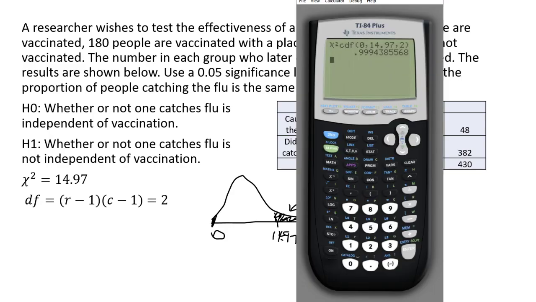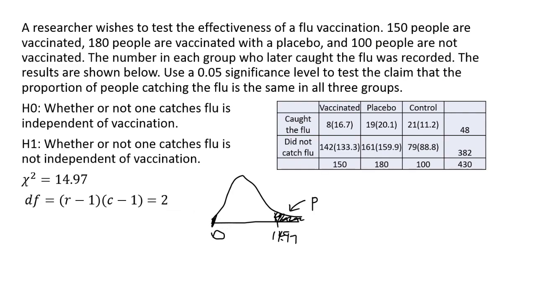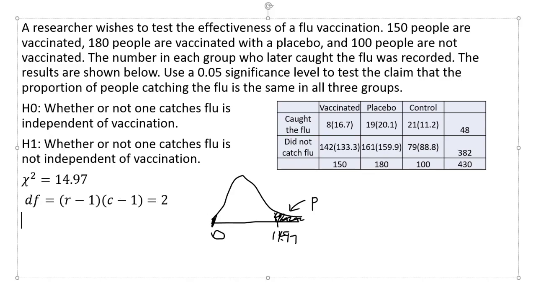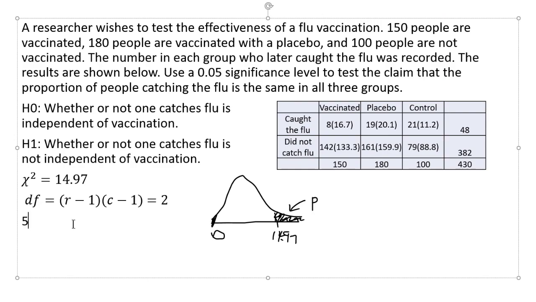So let's do 1 minus second vars. Go to the chi-squared CDF, put everything there, enter, and you get 5.6144 e negative 4. That's your p-value. 5.6144, and then e negative 4.